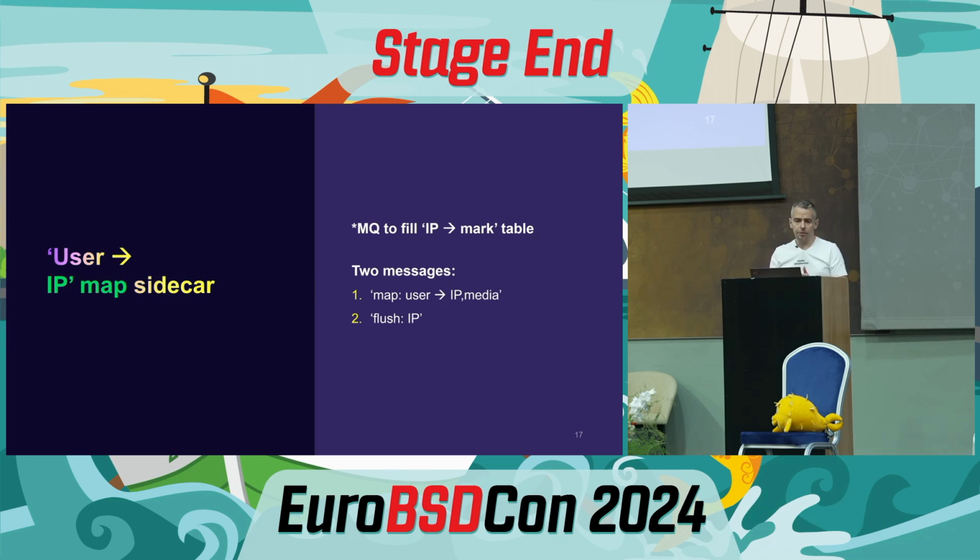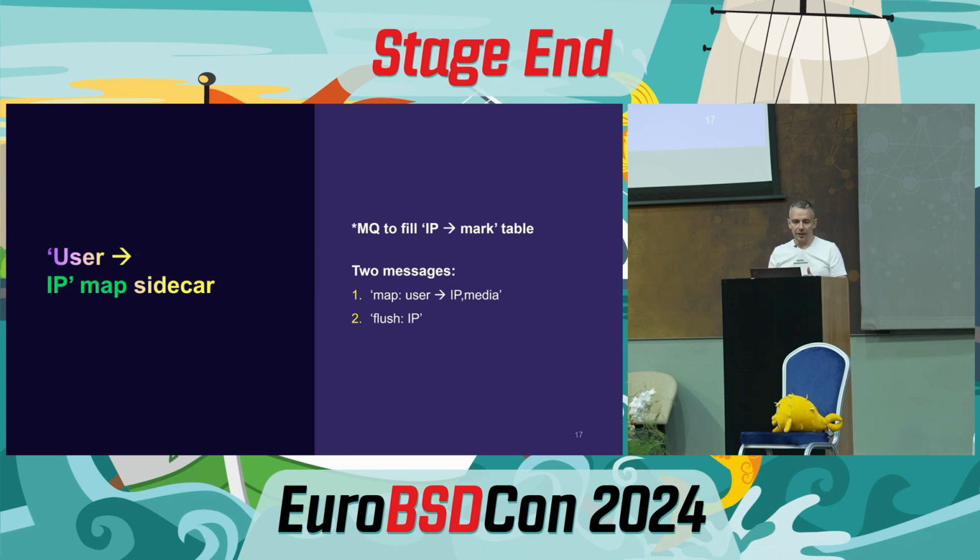For this, we've built a message queue. The publisher for the messages is the RADIUS server, and there are only 2 different types of messages. Message type number 1 is a new mapping, so a user IP address and the way it is connected to the network. And the second message is flushing the IP address when the user is disconnected.